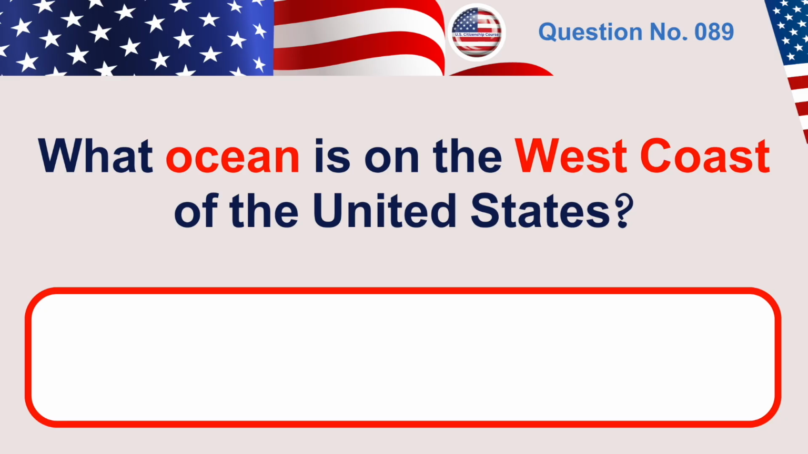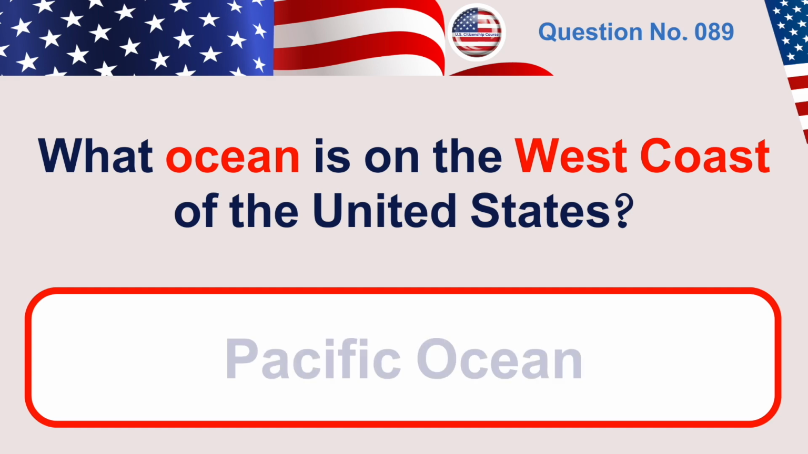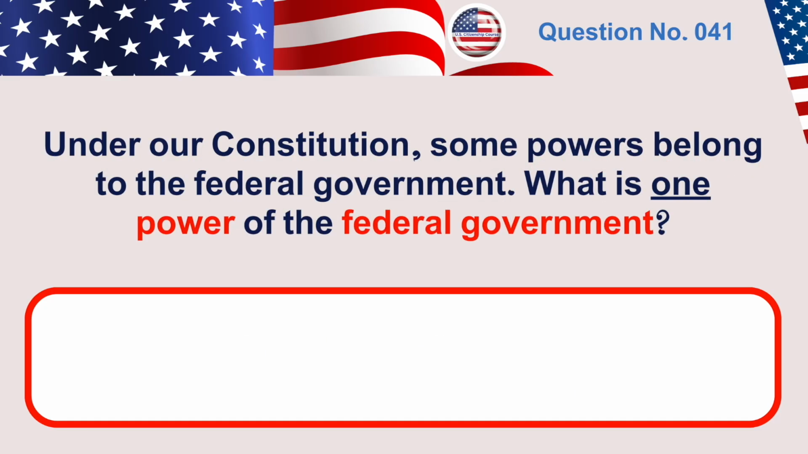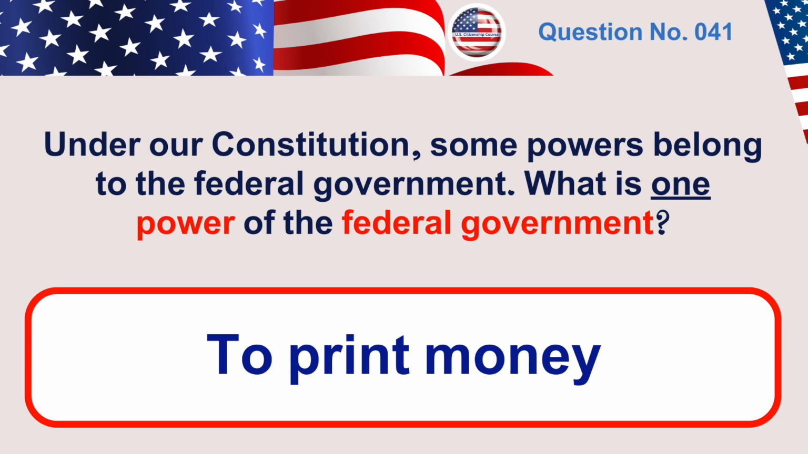What ocean is on the west coast of the United States? Pacific Ocean. Under our Constitution, some powers belong to the federal government. What is one power of the federal government? To print money.